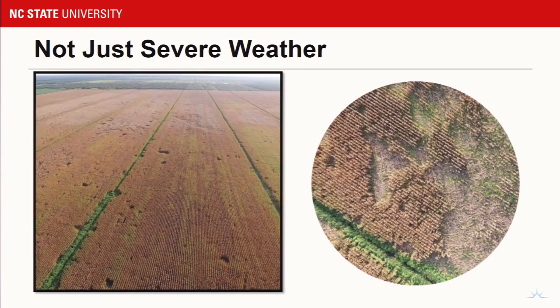And I also want to point out this is not just severe weather. These are images of bear damage in cornfields in eastern North Carolina. Once we get the algorithms figured out, we should be able to detect most types of physical damage that would occur to a standing crop that we could then start cataloging and classifying.